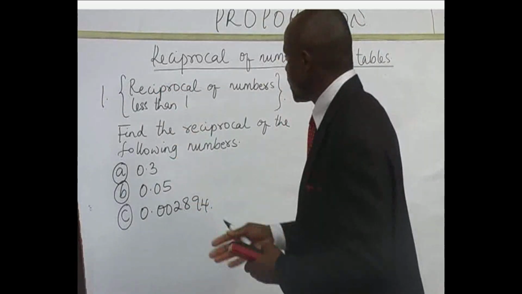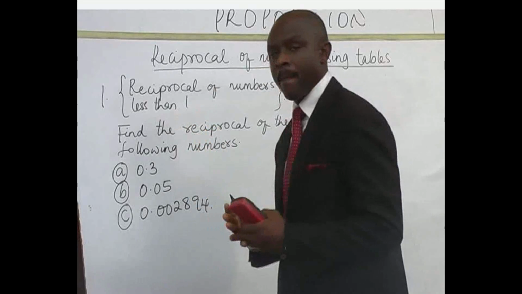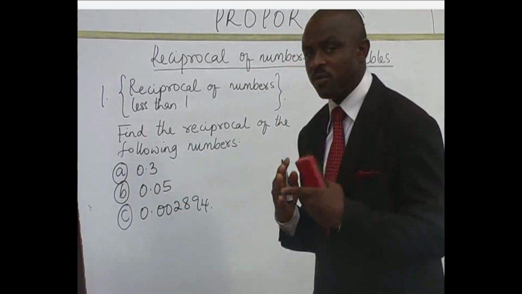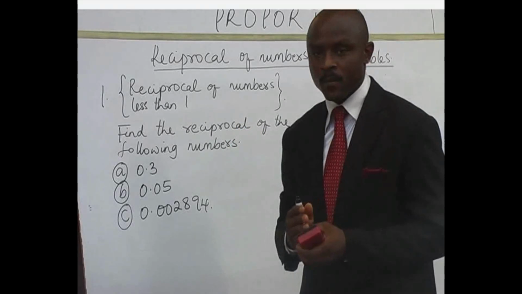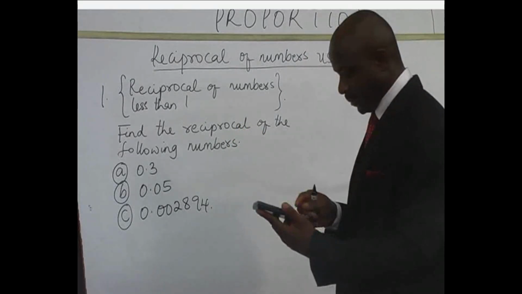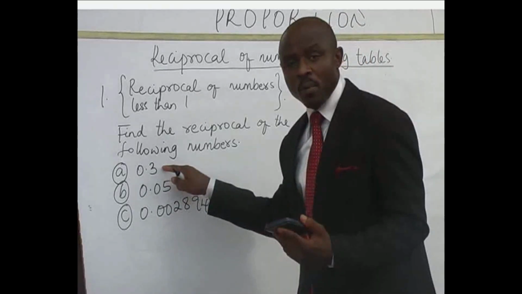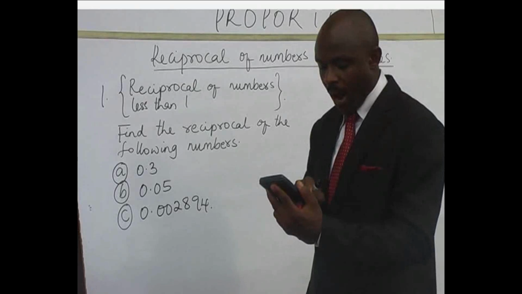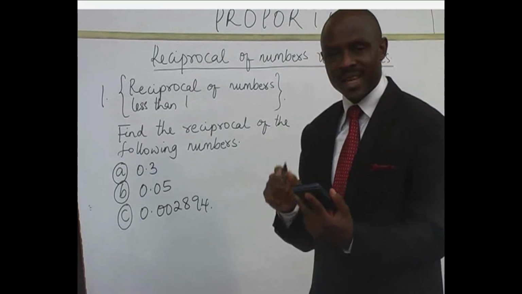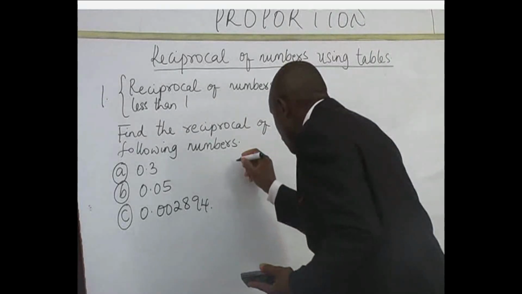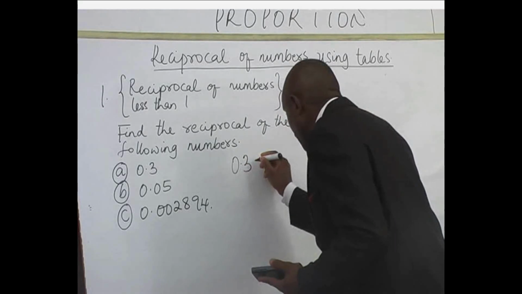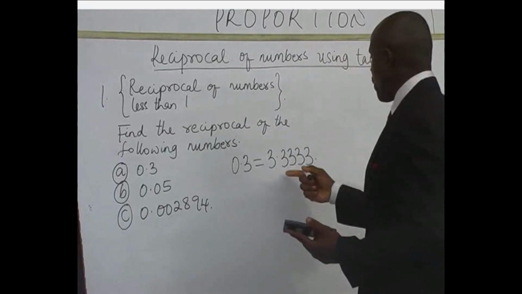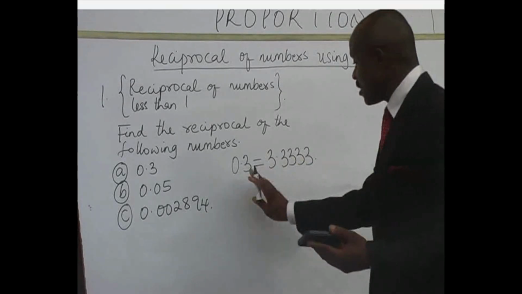The first concept is reciprocal of numbers less than 1. And we're going to use examples 1, 2, 3 to teach you how to find the reciprocal of numbers less than 1. First of all, I want us to use the calculator. The reciprocal of 0.3 from the calculator means 1 divided by 0.3. 1 divided by 0.3 is giving us 3.333. So reciprocal of 0.3 is 3.3333 reoccurring. So let's stop at 4 decimal places. This is from our calculator now.